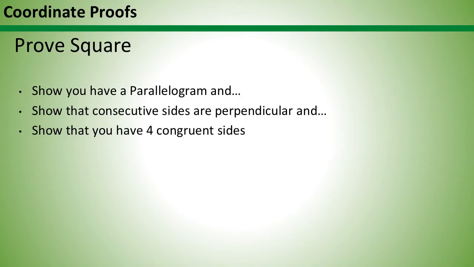The next shape is a square. For a square, I actually have to prove three different things. First thing, I'm going to show that it is a parallelogram. So again, find the slopes, show that the opposite sides have the same slope. Show that consecutive sides are perpendicular. So I already have the slopes, so I just need to show that the consecutive sides have opposite reciprocal slopes, and then show that we have four congruent sides. So show that all the sides have the same length. If I can show those three things, then I know that my shape is a square.